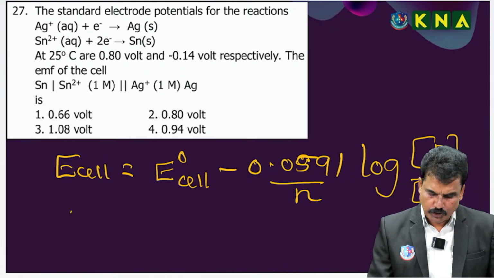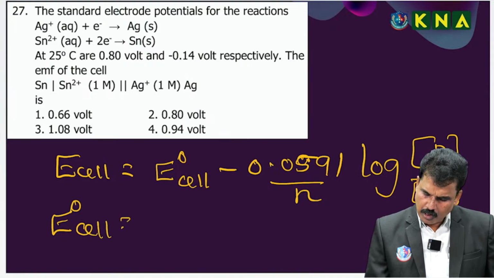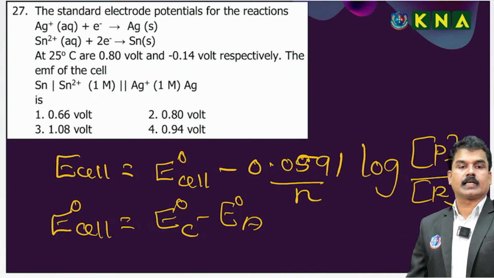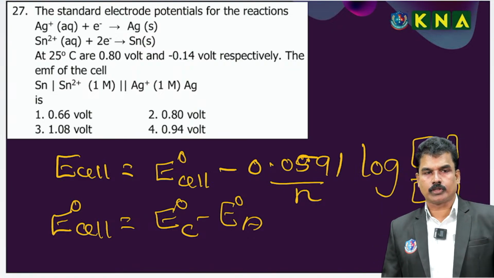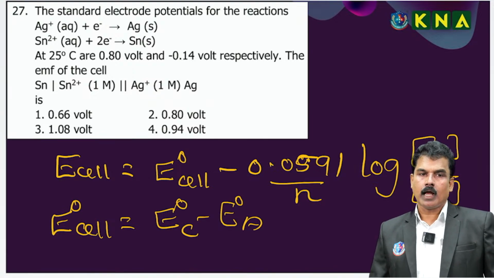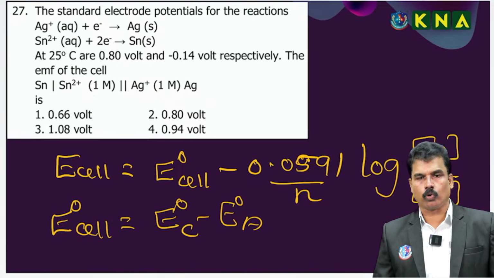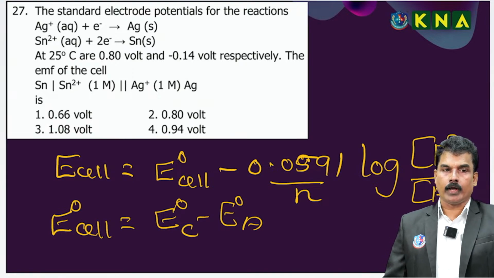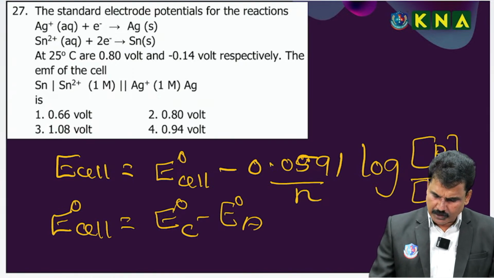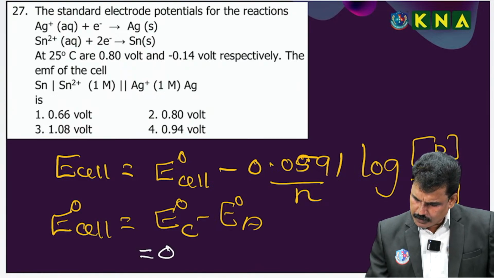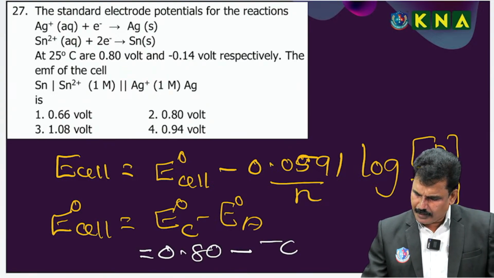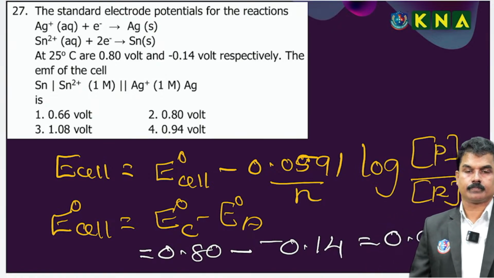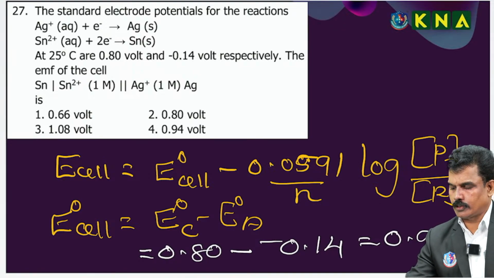Here you have to note, E0 cell is E0 cathode minus E0 of anode. Which one acts as cathode and anode here? E0 values, silver +0.8 volt and tin -0.14 volt. More negative, more reducing power, more reactive. But negative acts as anode, positive acts as cathode. So what is the value you are getting? E0 cathode 0.80 minus -0.14. So the answer is 0.94 volt. That is the E0 cell.